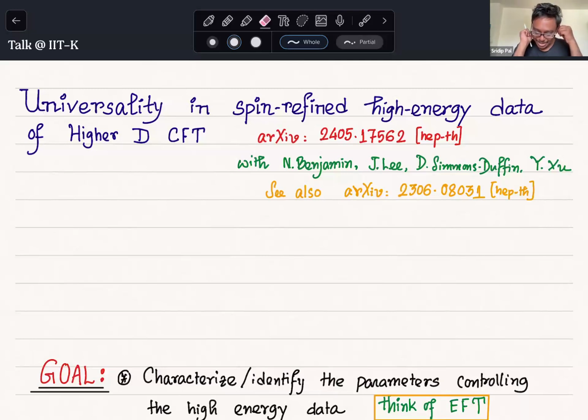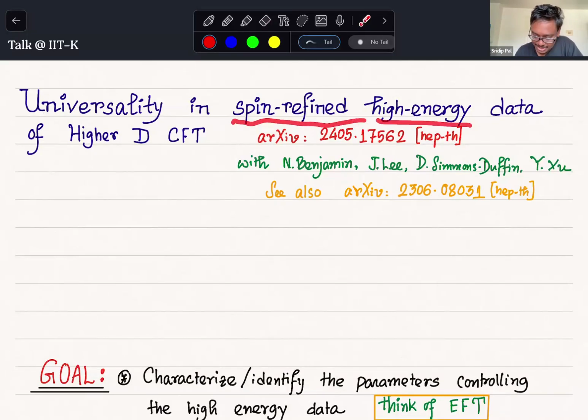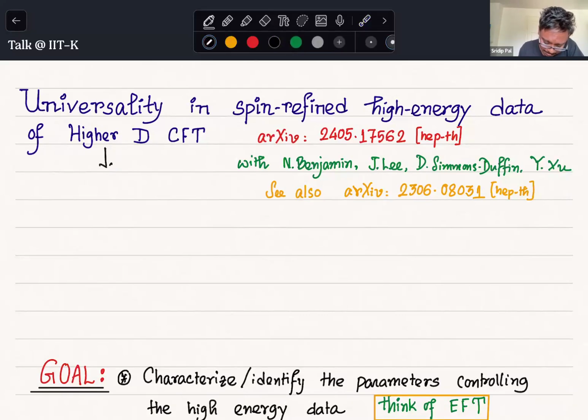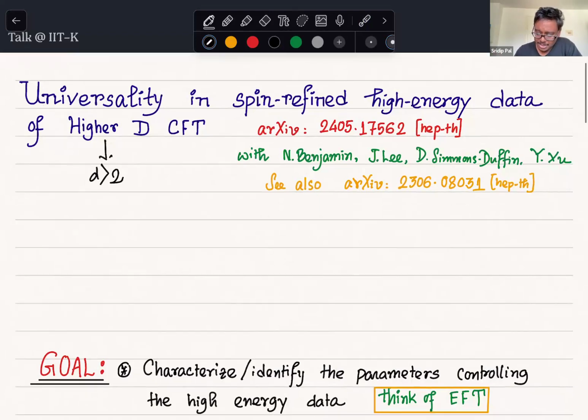I'll be talking about universality in spin-refined high-energy data in higher dimension conformal field theory. And by higher dimension, I mean D greater than 2. This is based on a recent paper we put out with Nathan, Jeha, David Simmons, Daffin, and Ishin, all of whom are at Caltech.